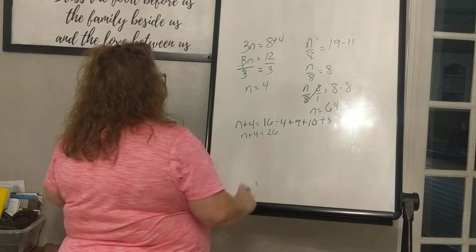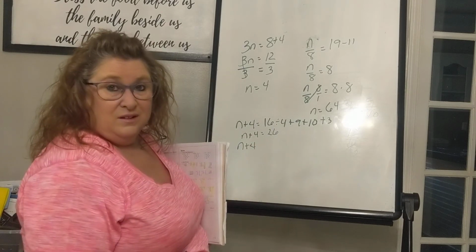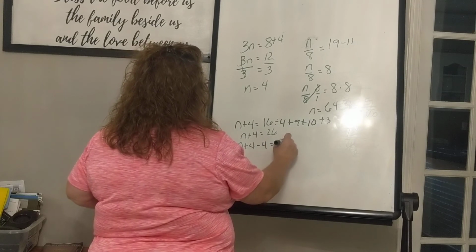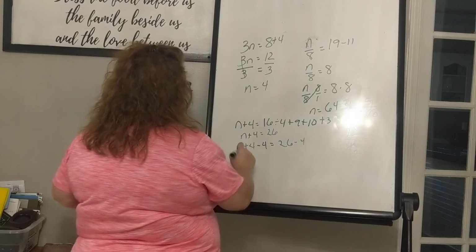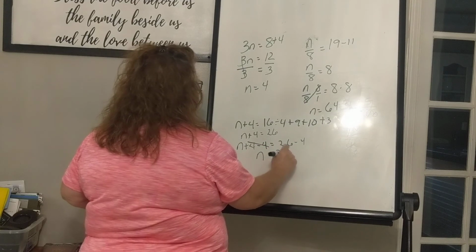So they added 4. We're going to do the opposite and subtract 4. See, it's not hard if you can see the doggone signs. N plus 4 minus 4 equals 26 minus 4. Our 4's cancel each other out. N equals 26 minus 4 is 22.